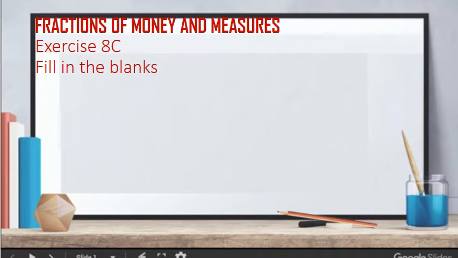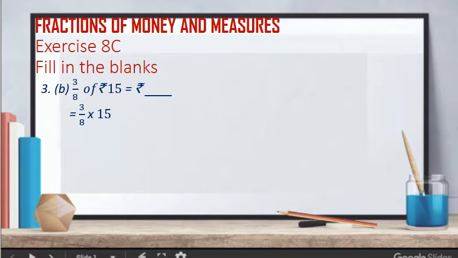Now children, the next question is fill in the blanks. So the first one is 3b. Here what you have to do: 3 by 8 of rupees 15 is equal to rupees dash. So you have to find out how much rupees is 3 by 8 of rupees 15. So let us find out.